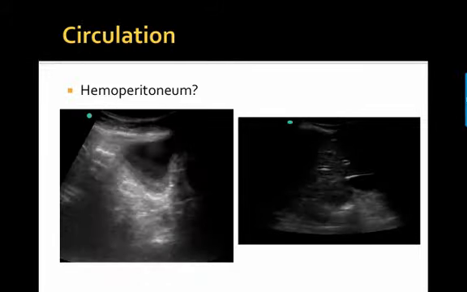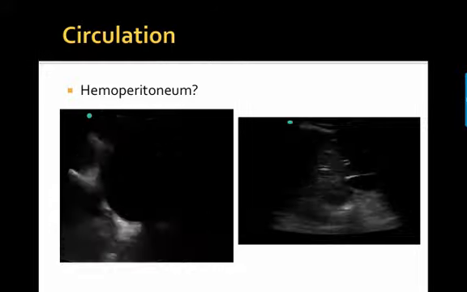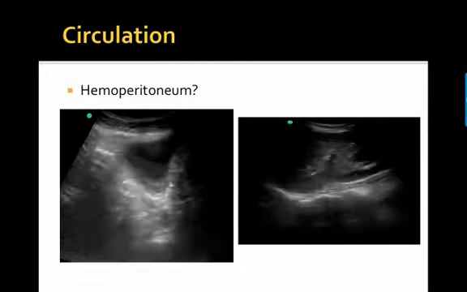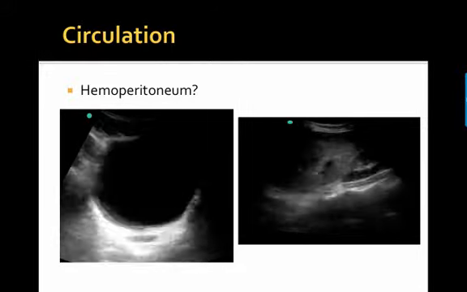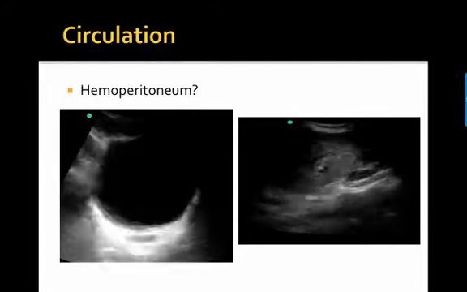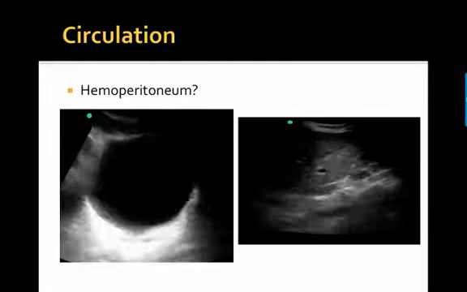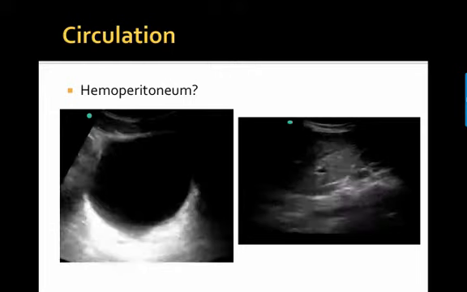The one on the left is of the bladder, and as you can see, there's no evidence of any free fluid. And the same on the right. This is the right upper quadrant, and there's no evidence of any free fluid or hemoperitoneum in this image either.